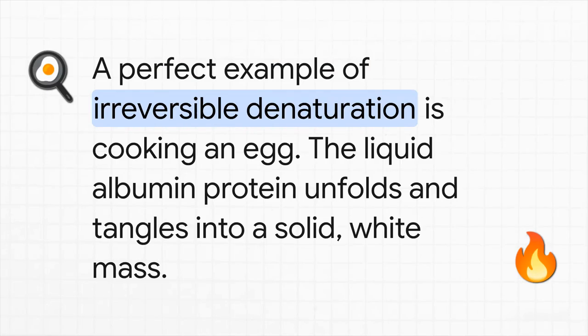You've actually seen this happen thousands of times. The perfect everyday example of this is cooking an egg. The heat makes the clear, liquidy albumin protein in the egg white unravel and get all tangled up, turning it into that solid white mass. You can't uncook an egg, right? That change is permanent. That's denaturation.